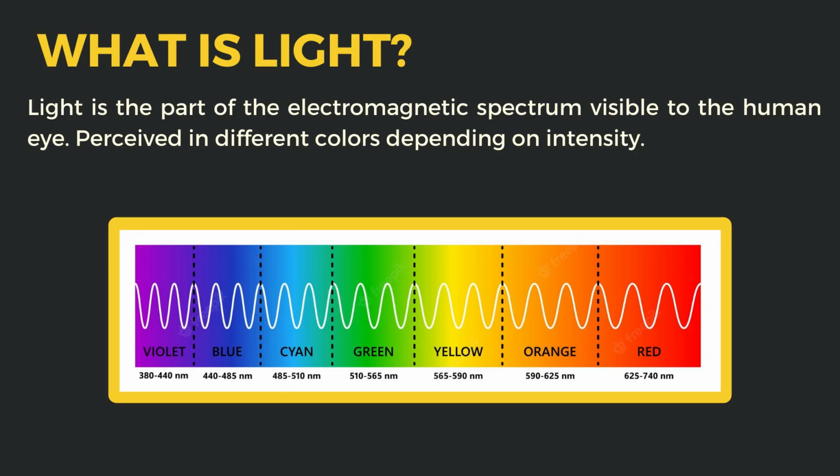Light is a part of the electromagnetic spectrum visible to the human eye, perceiving different colors depending on the intensity. There are seven colors: violet, blue, green, yellow, orange, and red. The high intensity is red.